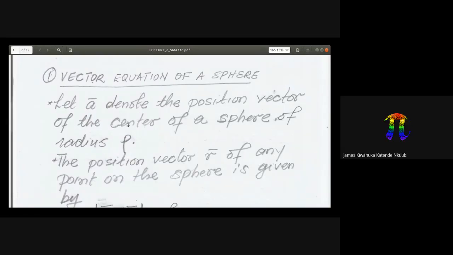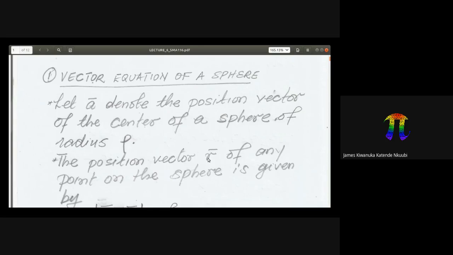Yes. Okay. So now we move on to another object called the sphere. So the first thing is to establish the vector equation of a sphere. There are two things you need to set up a sphere. You need the center and the radius. If we know the position vector of the center, we call it this vector A, and we also know the radius, we call it rho.